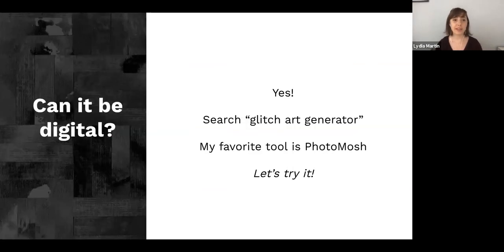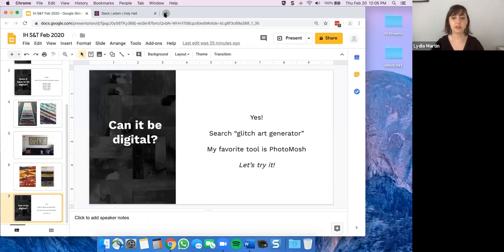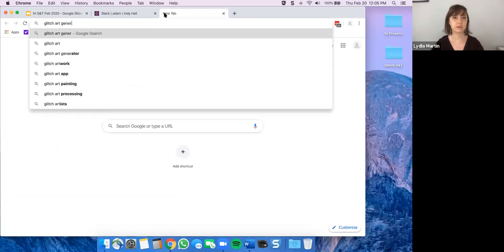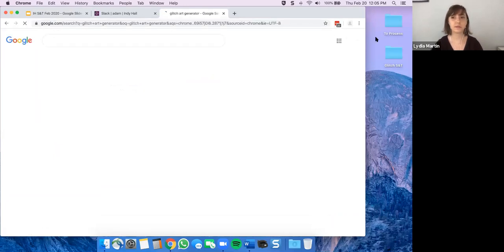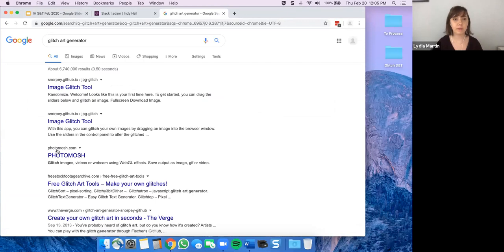But can glitch art be digital? Absolutely. And it's so fun and it's so easy. So that's what I'm showing you today. The easiest way to get started is just to go to your search engine of choice and type in glitch art generator. My favorite tool is called Photomosh, and we're going to try it together. So let me get out of this presentation. You'll see plenty of options, but I'm going to click on Photomosh.